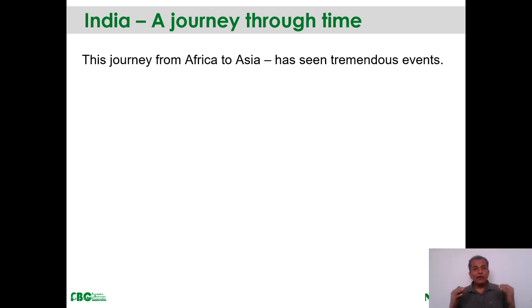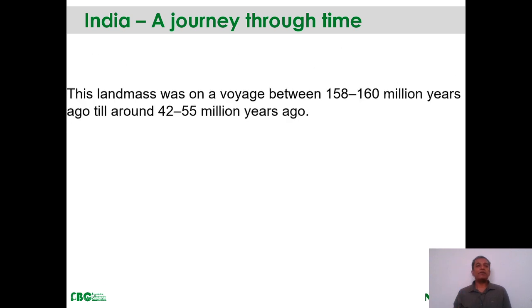Okay. So let's see how it started. We all know that the entire globe, the entire world, was one unit at one point in time, and then it started separating. India was part of Africa, India was attached to Africa at one point of time, and then the journey started from there. And that journey and the events associated with it had a tremendous impact on the diversity of India as such.